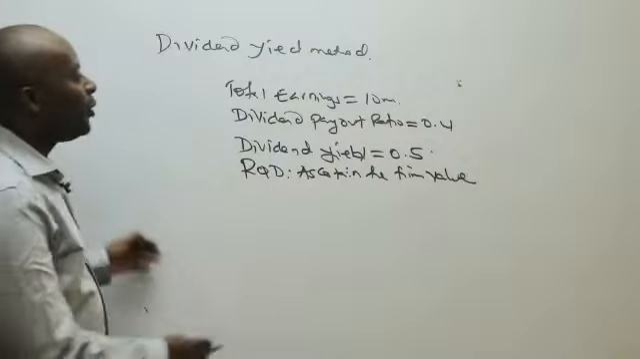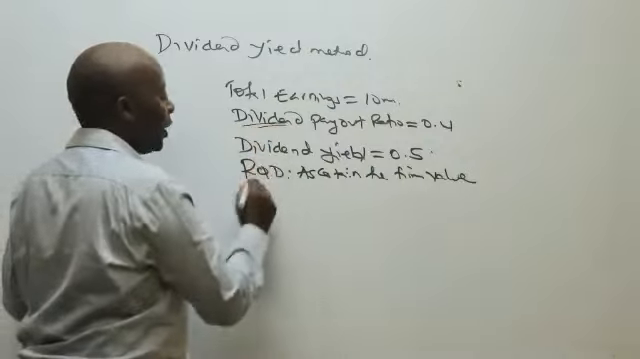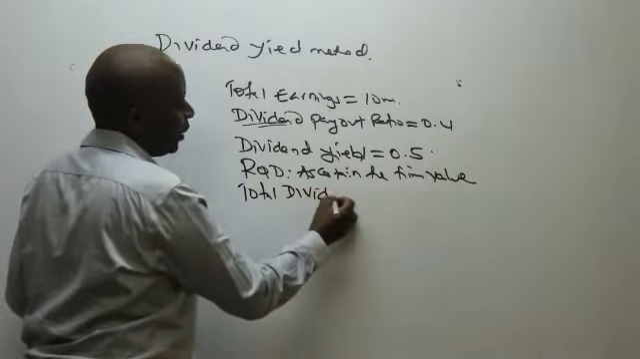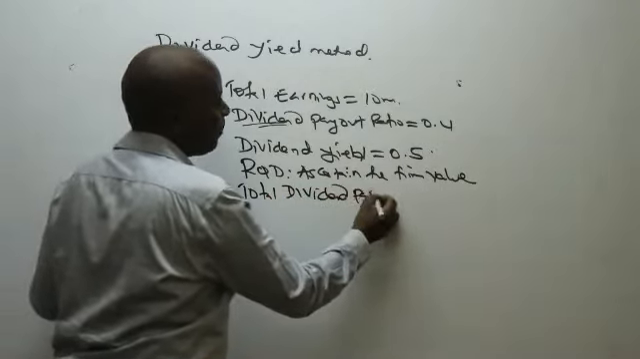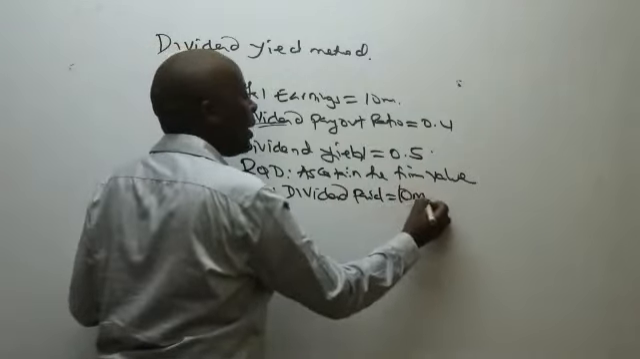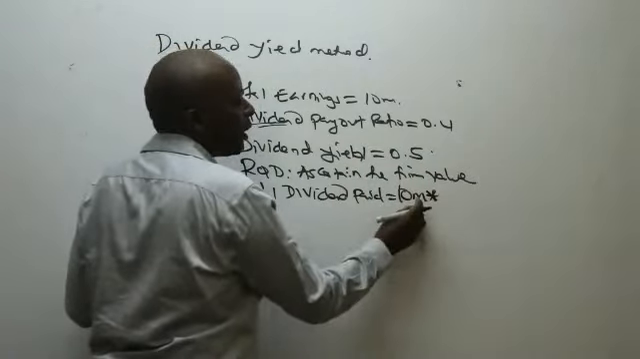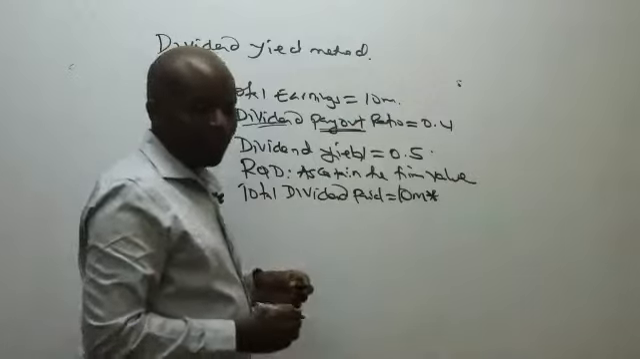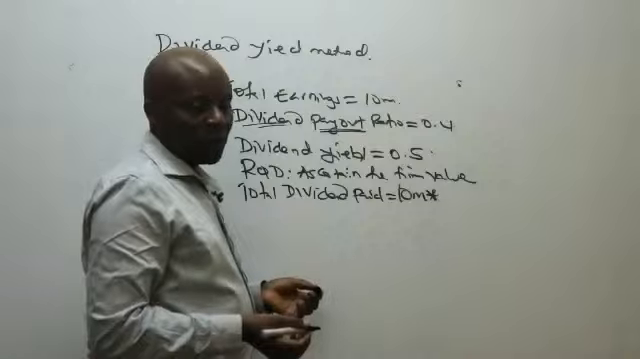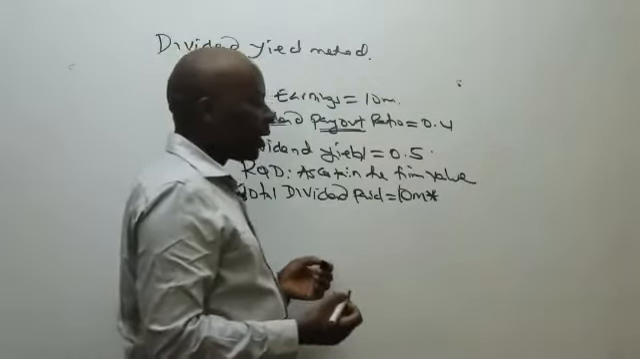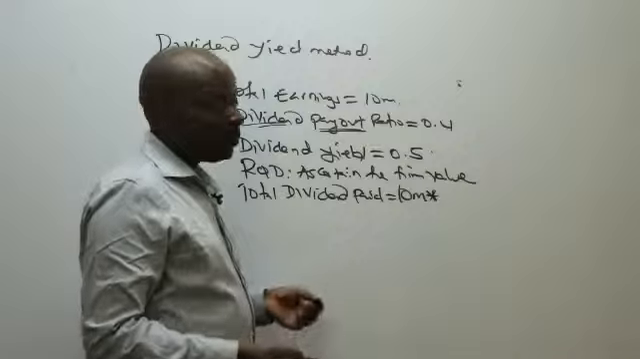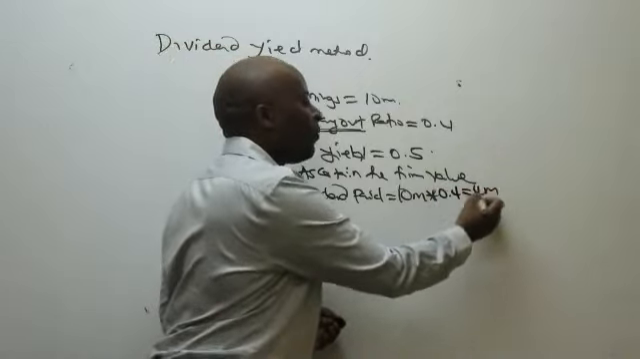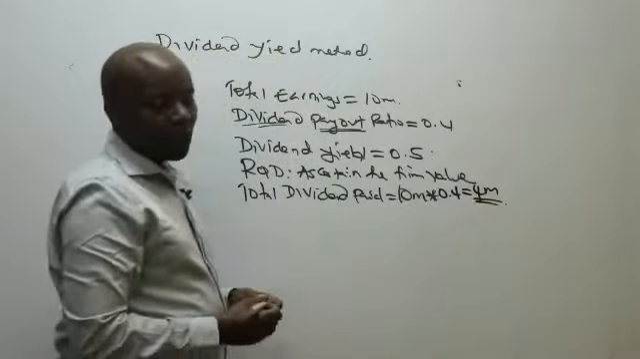So the first thing that I'll do is to get the total dividends paid in that year. I know dividend is normally paid from the earnings. It is 10 million times our payout ratio. We got 10 million, but we only paid out 40%. So 10 million times 0.4 gives us 4 million as the total dividend that was paid.